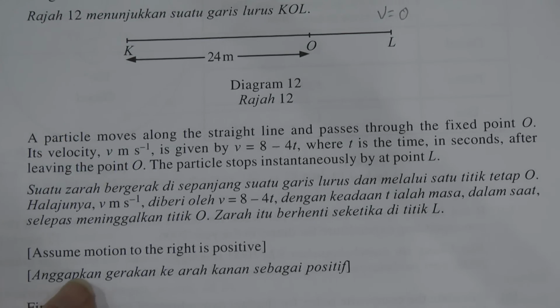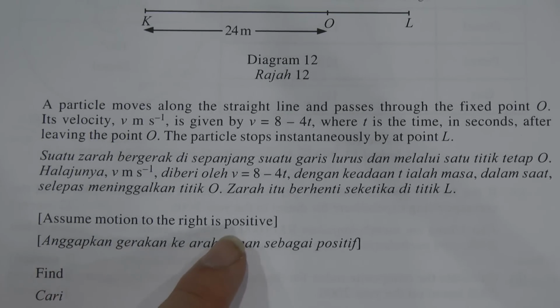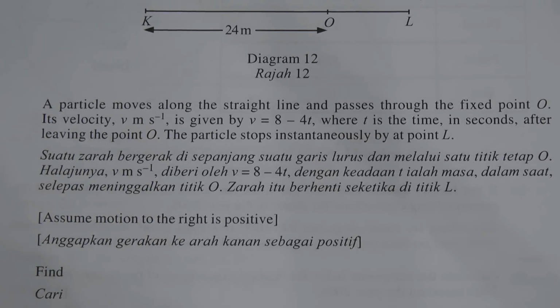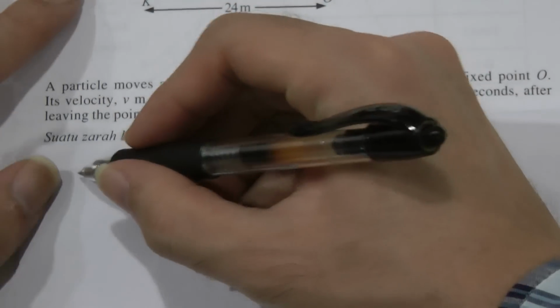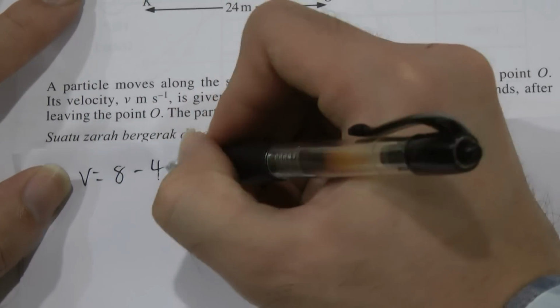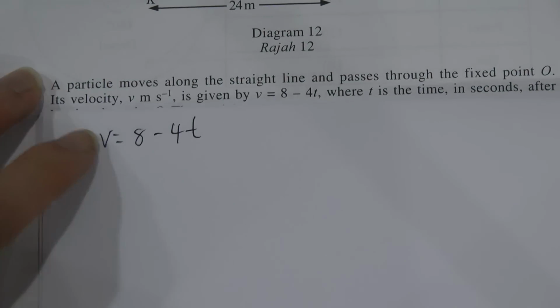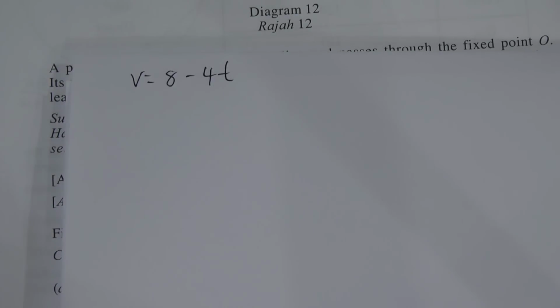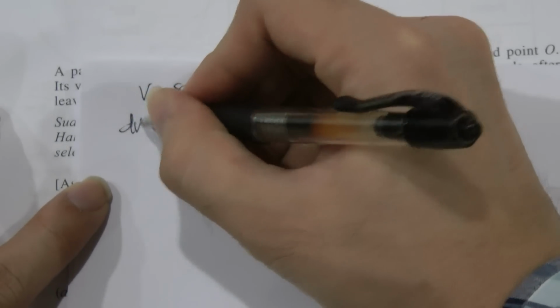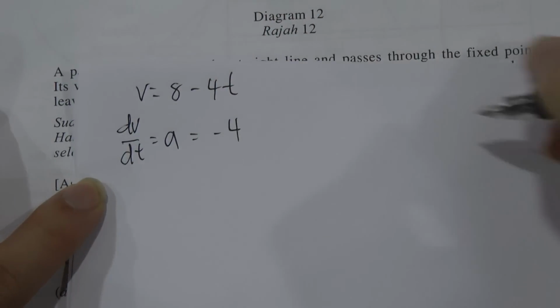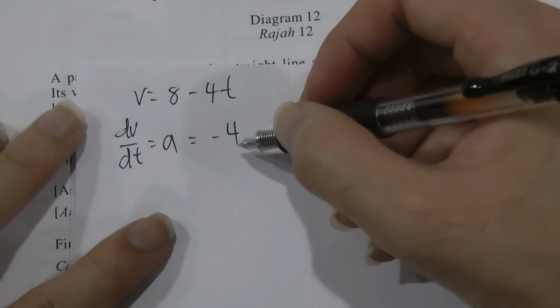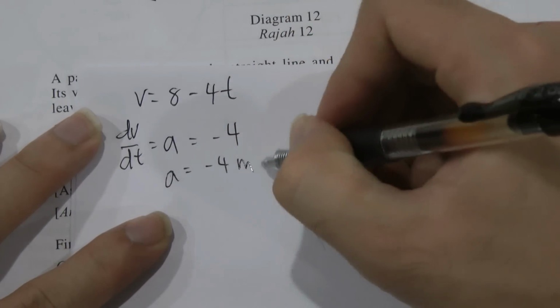Assume motion to the right is positive, meaning positive is moving this side, negative is moving the other side. Part A, find the acceleration of the particle. This one is very simple because we are given one equation. v equals 8 minus 4t. To find a, we have to differentiate v, because dv/dt equals a. Differentiating this, we get negative 4. So a equals negative 4 m/s squared.